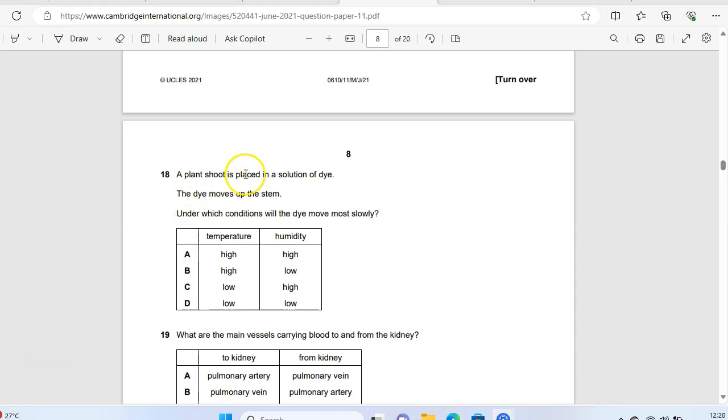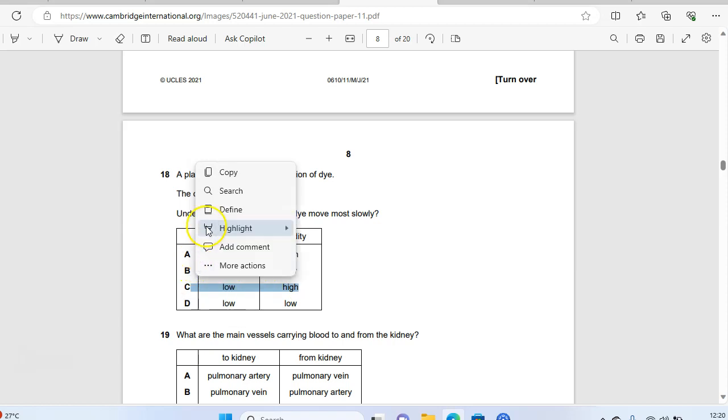A plant shoot is placed in a solution of dye. The dye moves up the stem. Under which conditions will the dye move most slowly? Temperature must be low at that time and humidity must be high. So your answer is C.